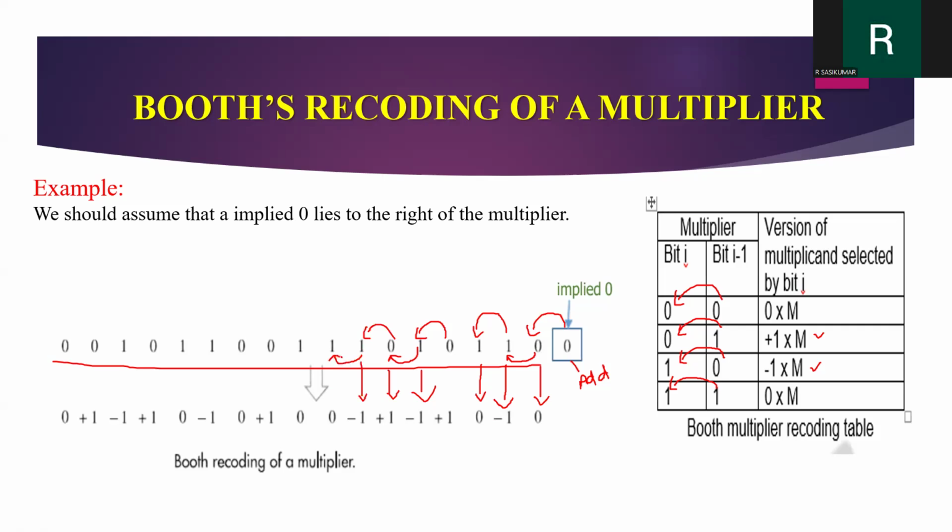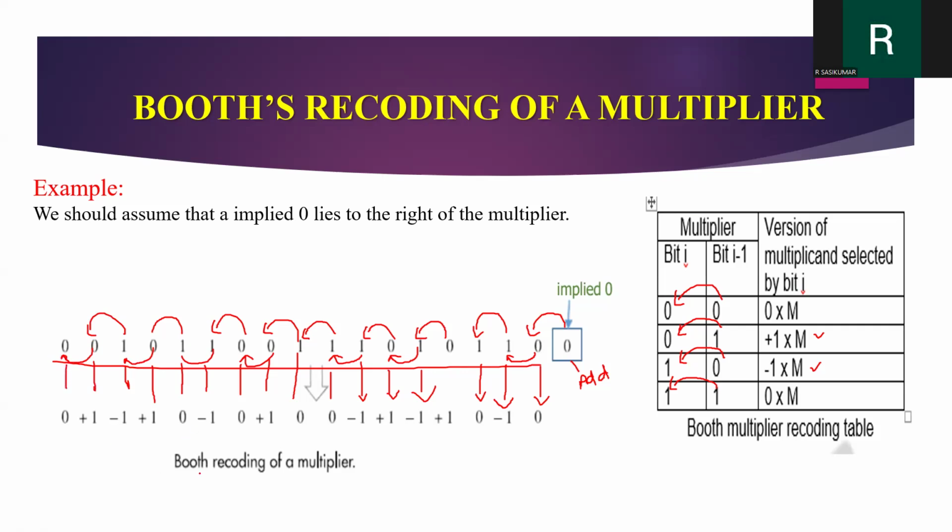1 to 1 transition 0. 1 to 1 transition 0. 1 to 0 transition plus 1. 0 to 0 transition 0. 0 to 1 transition minus 1. 1 to 1 transition 0, 1 to 0 transition plus 1, 0 to 1 transition minus 1, 1 to 0 transition plus 1, 0 to 0 transition 0.